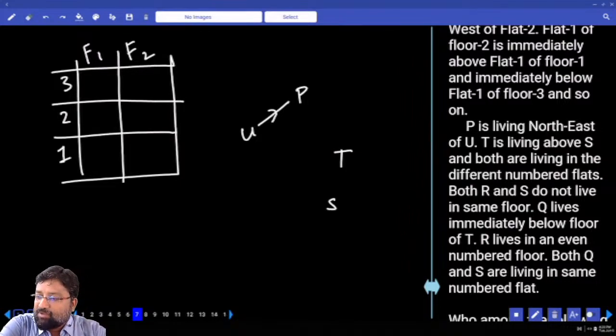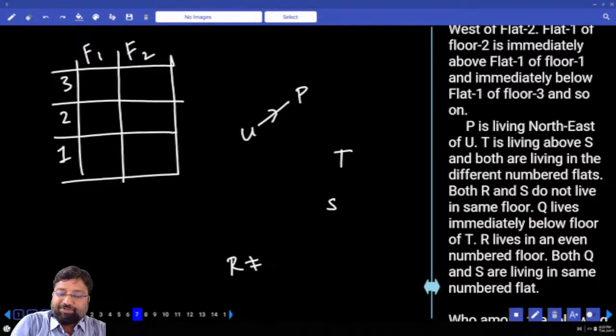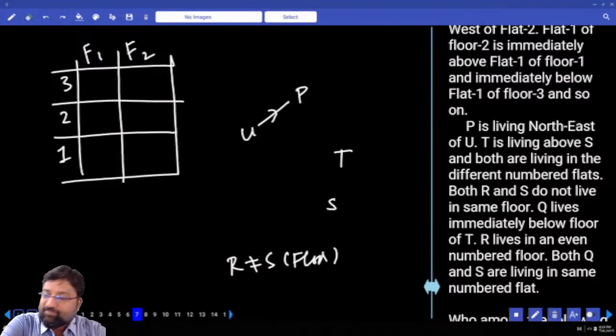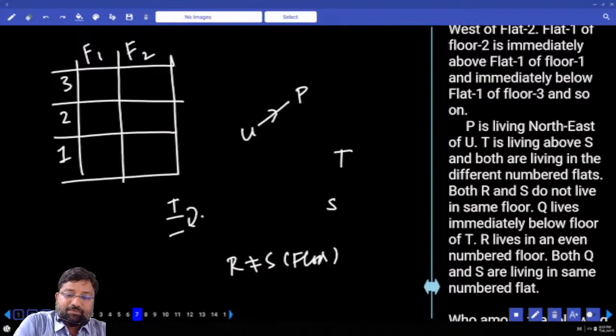Next, both R and S do not live on the same floor. R not equal to S, and I am talking about floor. Q lives immediately below T's floor.